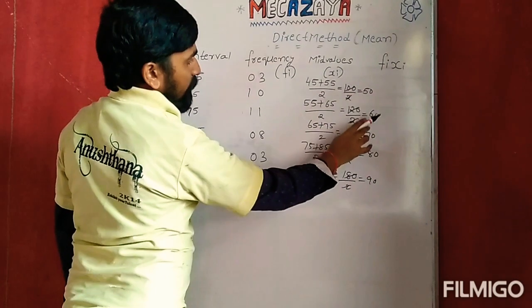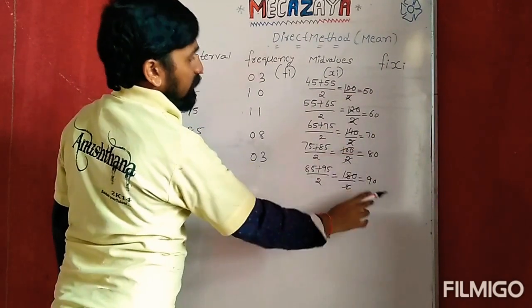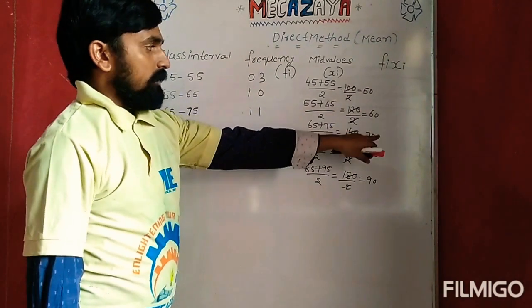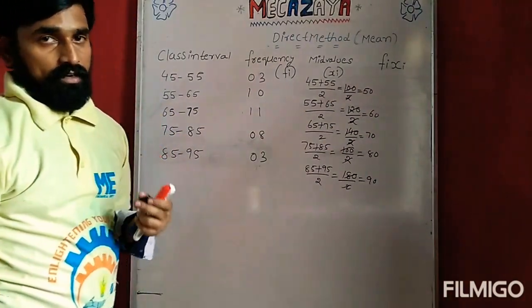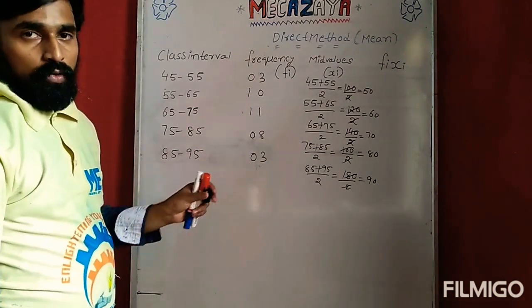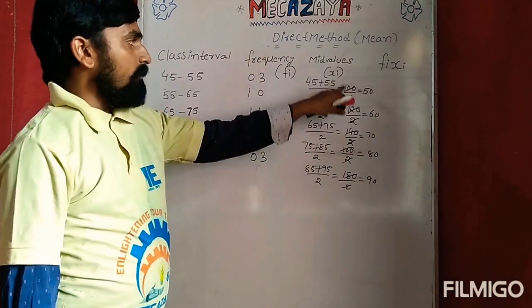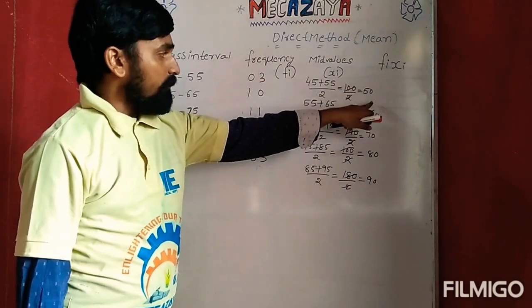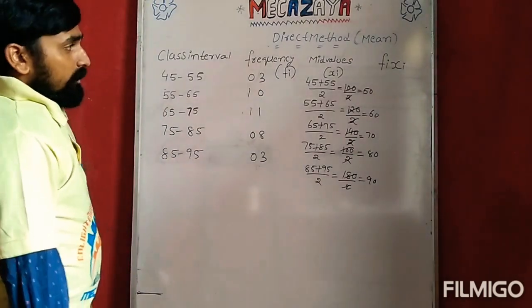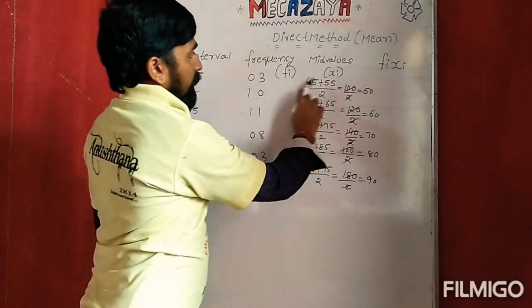The mid values will be 50, 60, 70, 80, 90. For each value, the difference will be 10. If the difference is not the same, then you did it wrong. That is the way you check the mid values: the difference will be the same. Then go with fi xi.